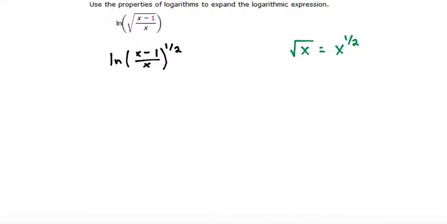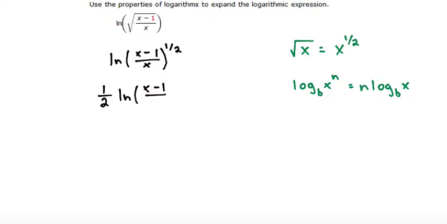Next, we can use a log formula that says if we have a log base b of x to the power of n, we can kick that exponent to the front and make that n log base b of x. Wow, this is really not wanting to write. There we go. Okay, so using that formula, we can kick our 1/2 to the front and make this 1/2 natural log of x minus 1 over x.